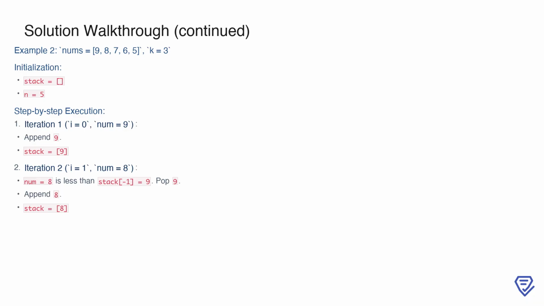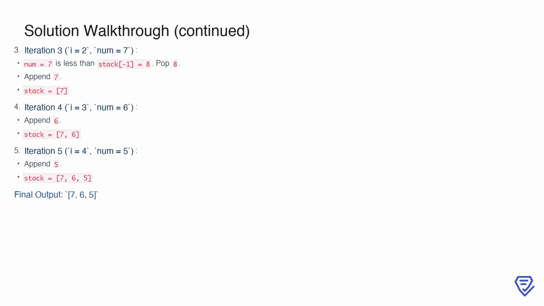In the second iteration, we process the number 8. Here, 8 is less than the top of the stack, which is 9. Because there are enough elements left in the array to complete the subsequence, we pop 9 from the stack. We then append 8, making the stack 8.